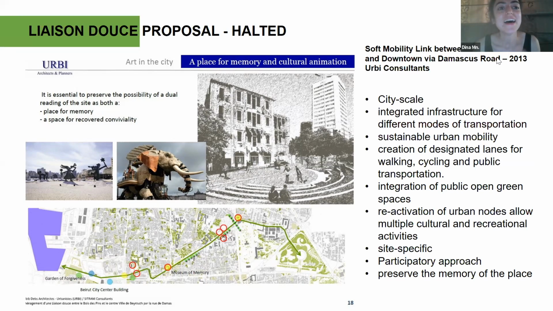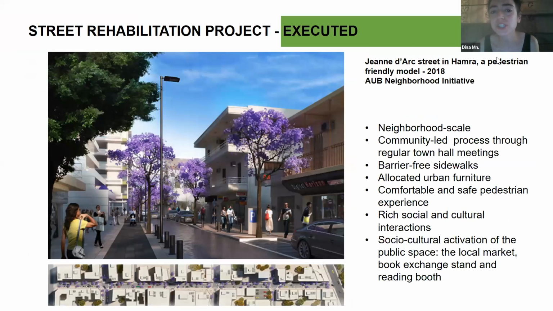Another project that was more successful yet of a smaller scale is a street rehabilitation project in the Hamra neighborhood, which also allowed for a community-led process through town hall meetings where residents expressed their visions of how we can re-envision the street, how we can provide pockets of interaction on the social and economic level, and how we can foster the historic character of the street.